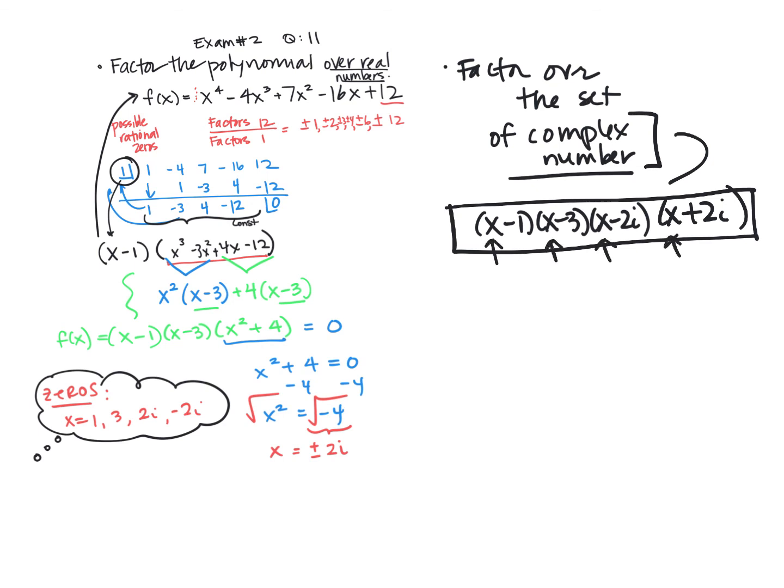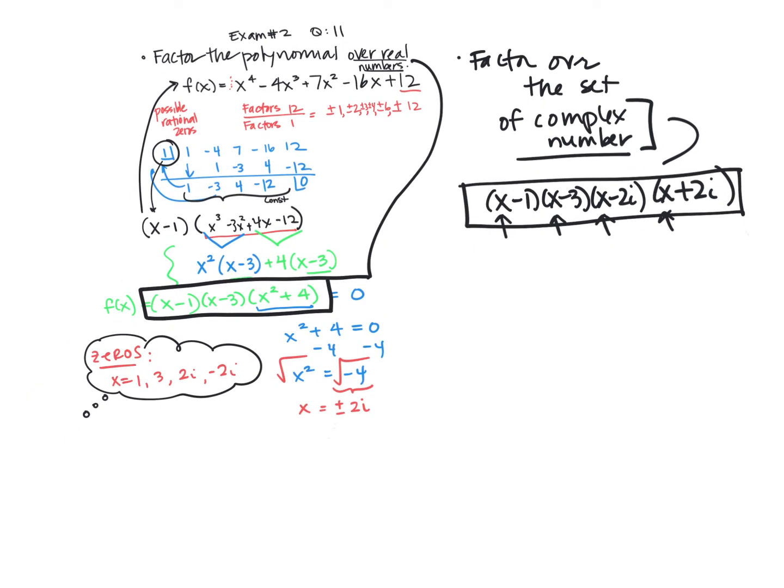If we're asked to factor over the real numbers, I can see that back here, where we had that x squared plus 4, because that got us those two imaginary solutions, 2i and negative 2i. So I know that's where I need to stop. I can't take x squared plus 4 and do more with it. Otherwise, I'm going to start getting those imaginary numbers, which leads us to factoring over the complex numbers.